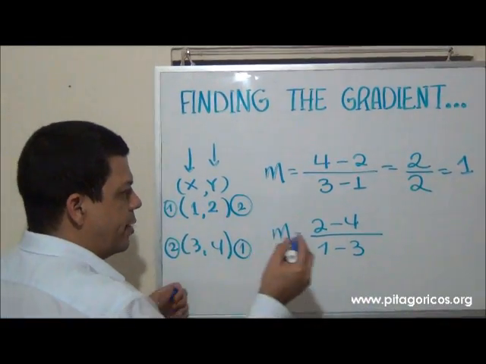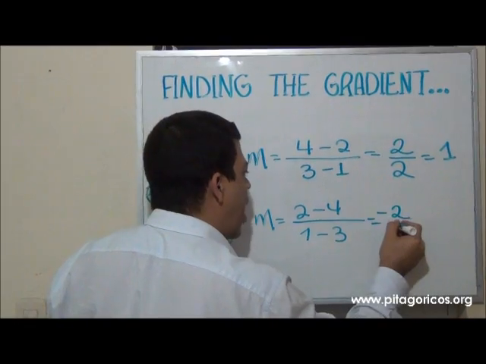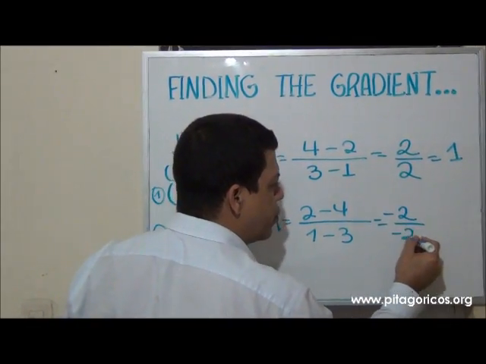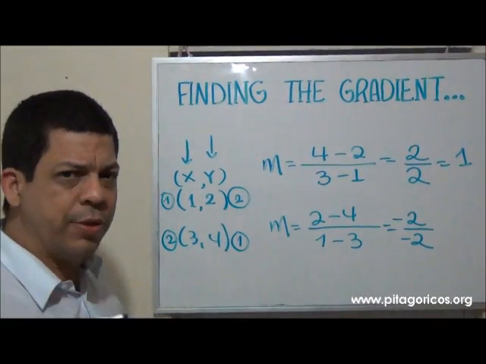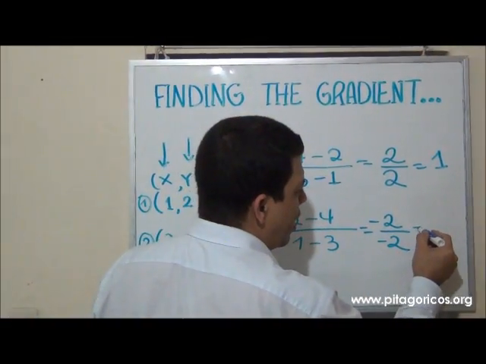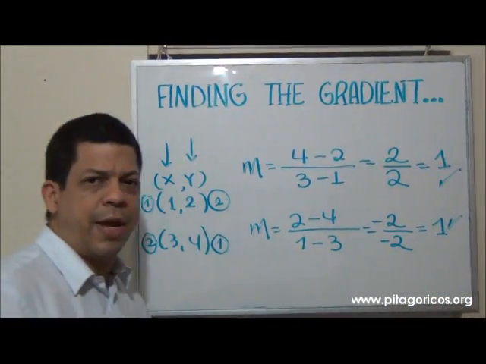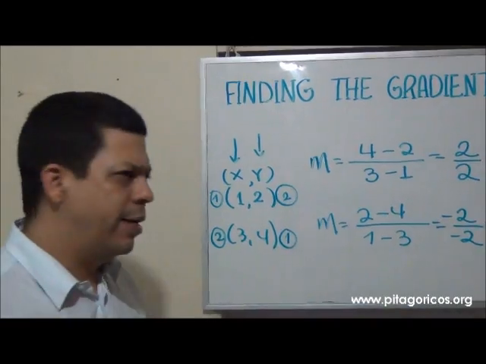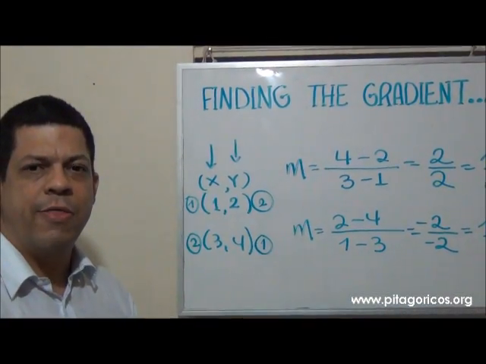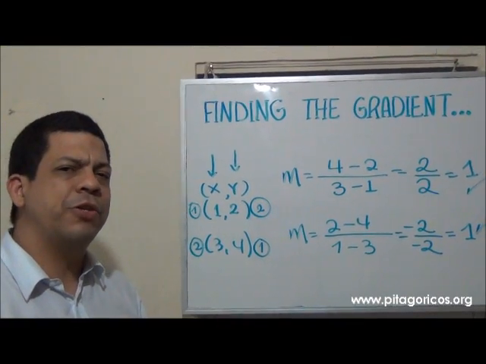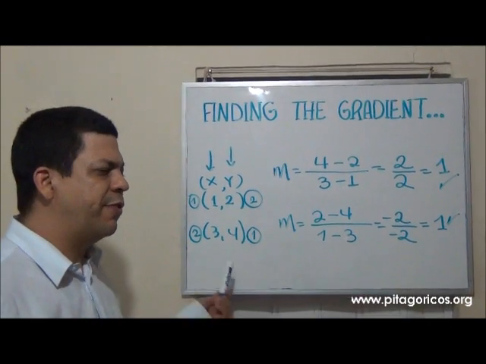Let's go into the matter that is important here. 2 minus 4 is minus 2, and 1 minus 3 is minus 2. And a negative divided by a negative is always a positive. So minus 2 divided by minus 2 is also 1. In both cases, the answer is the same. The gradient of a line passing through these 2 points is 1, no matter the order that you use. I'm very sure that now it's very clear for you. Please pay special attention when you have negative signs.